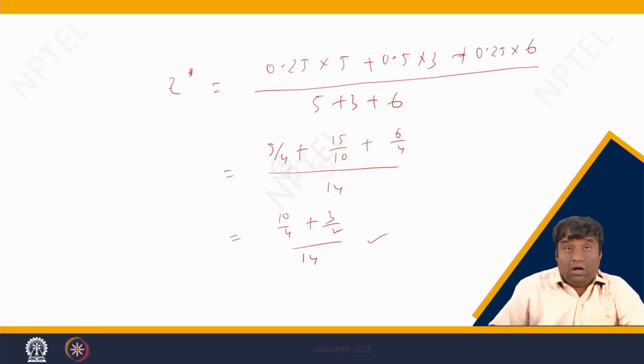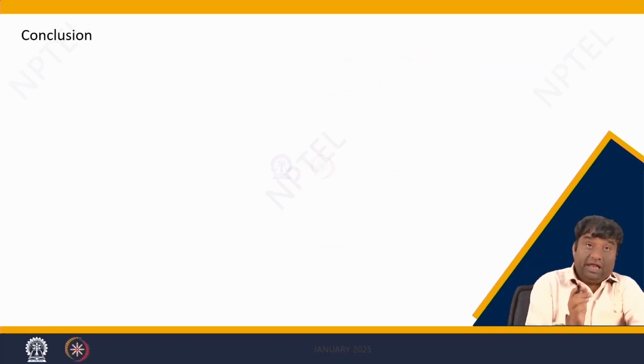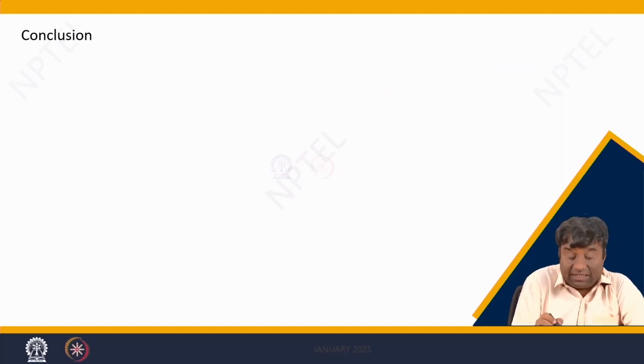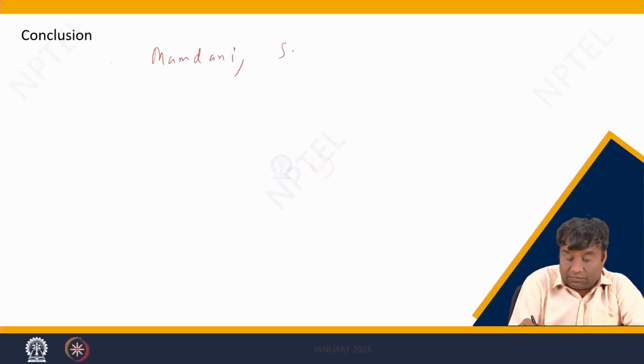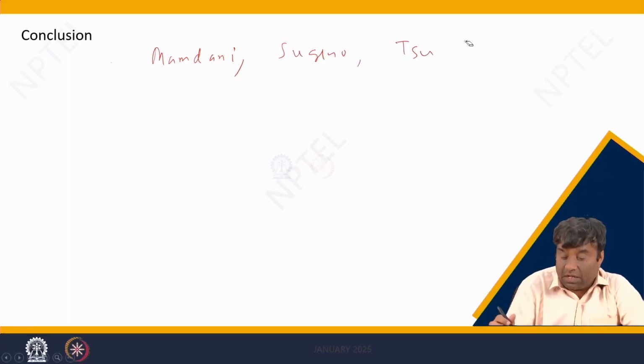So I hope with this example you have understood the three methods of inference, that is Mamdani, Sugeno, and Sukamoto method.